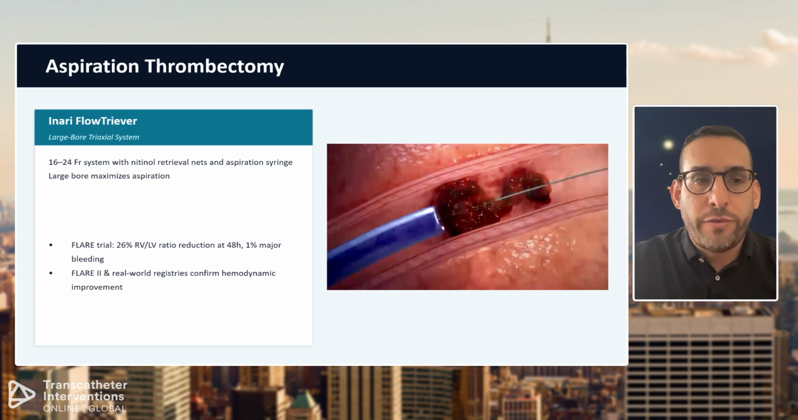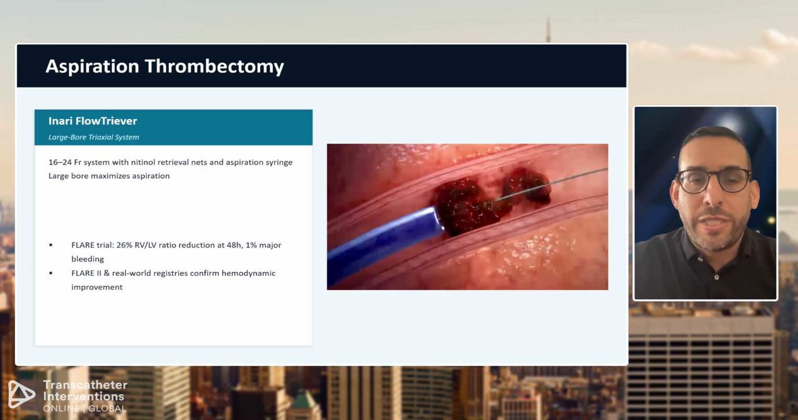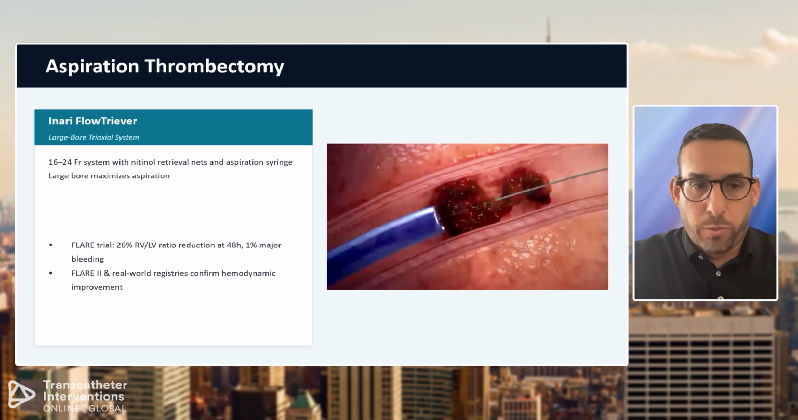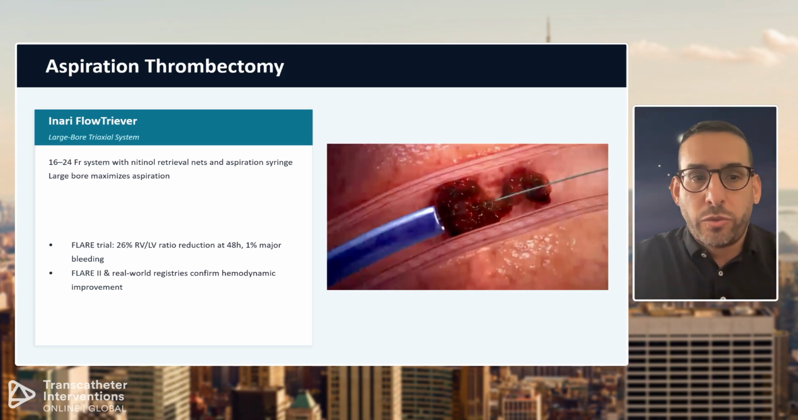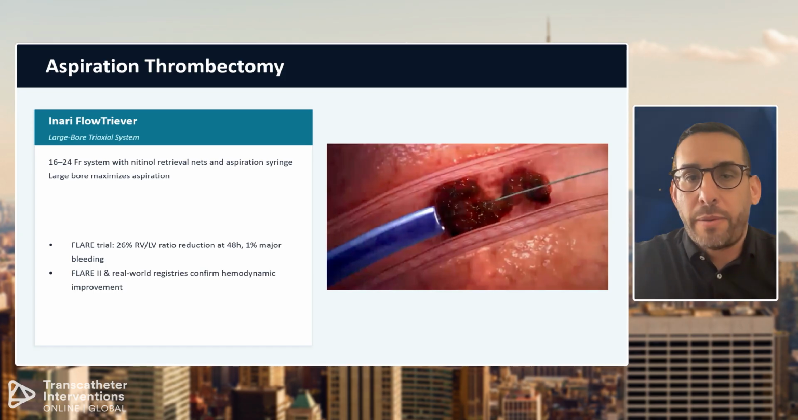This is the Inari FlowTriever. It comes in a 16 and a 24 French iteration. And this is the largest large bore mechanical thrombectomy available. It does have some robust clinical data, registry data, be it in the FLARE trial, as well as FLASH, which was a real world registry confirming hemodynamic improvement at the time of thrombectomy.